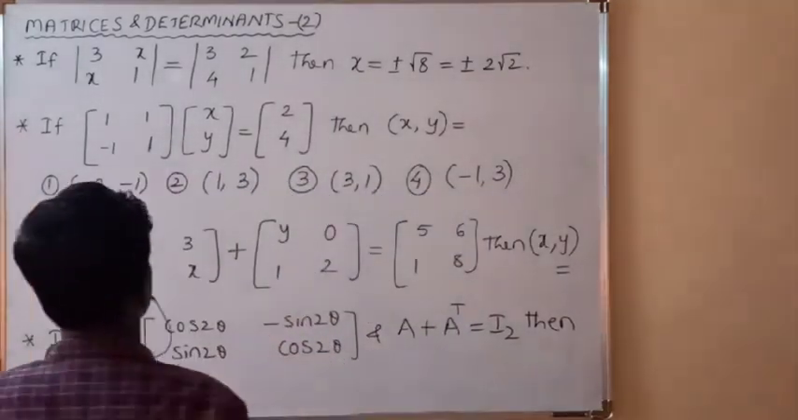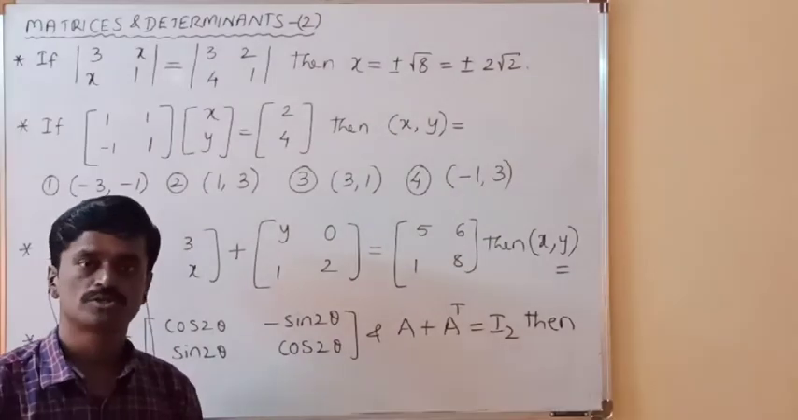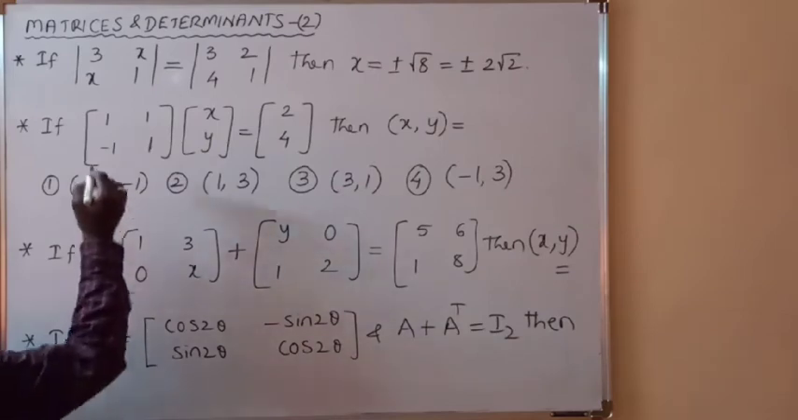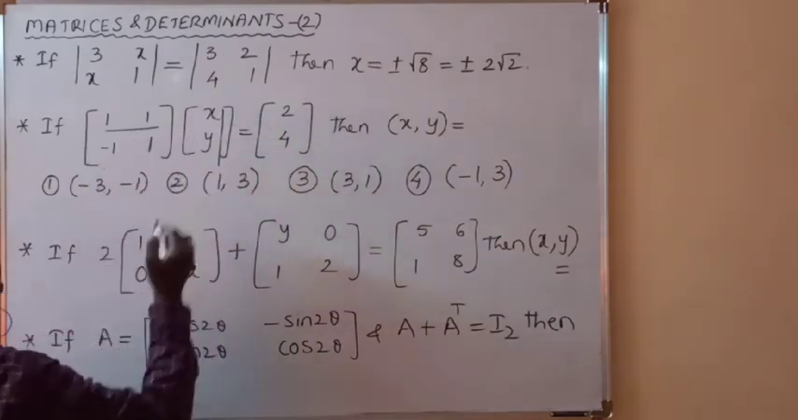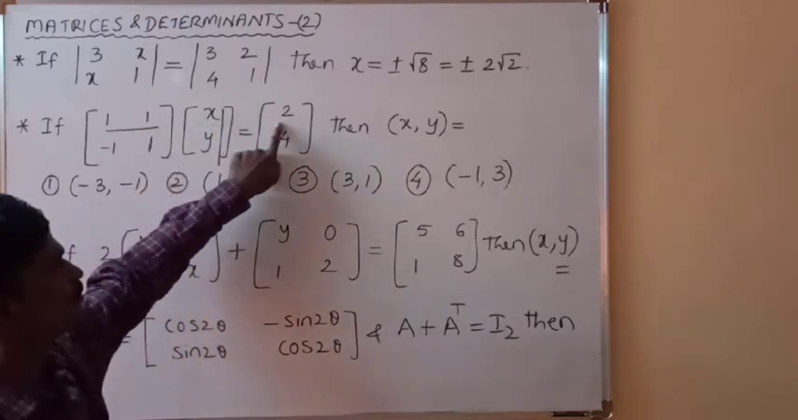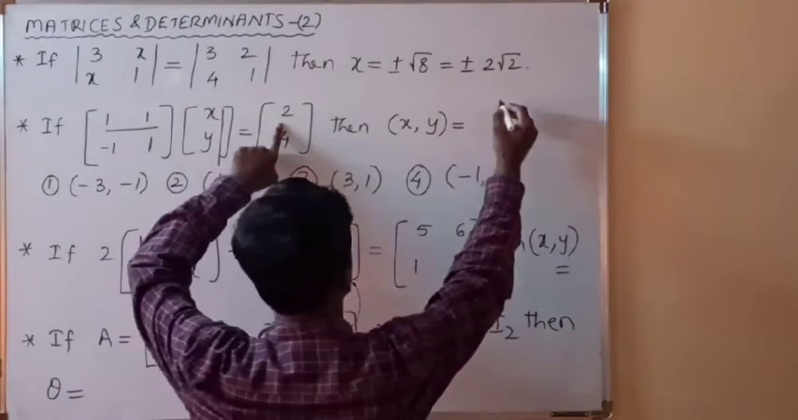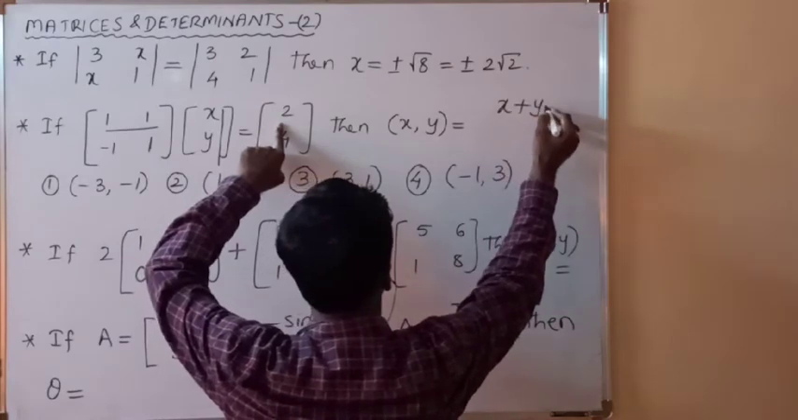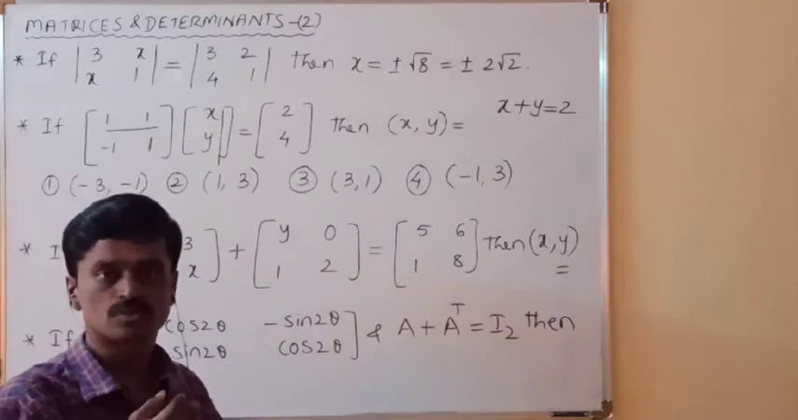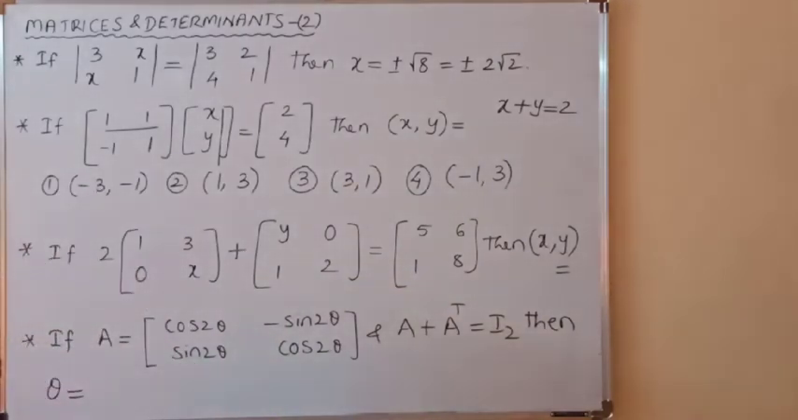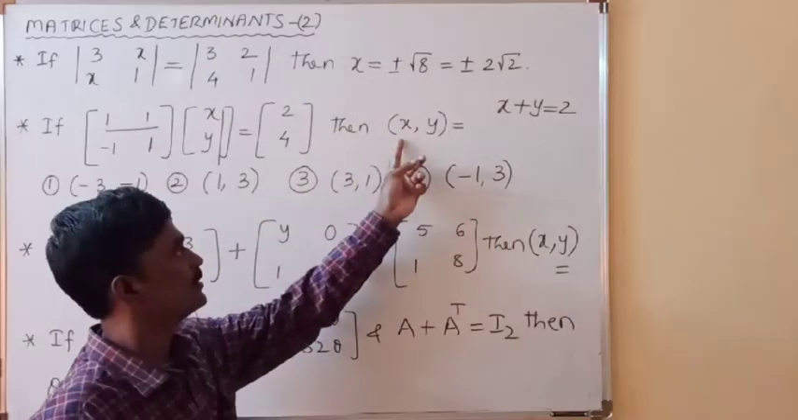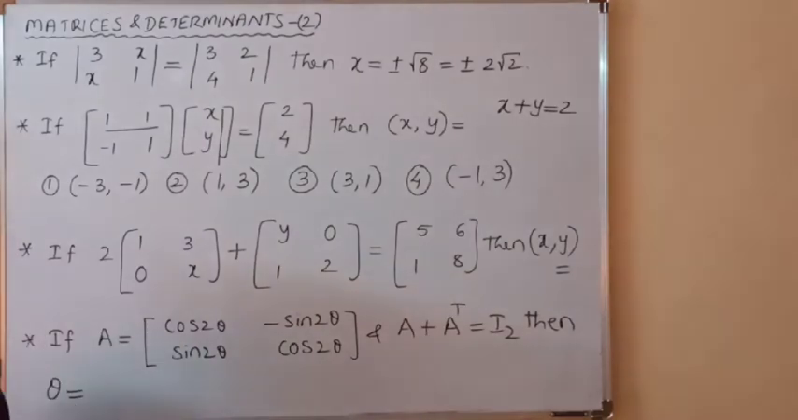It is a matrix equation. Second question is a matrix equation, and we have to find x and y values. If you multiply these two matrices, what you will get as the first equation? x plus y is equal to 2. Don't try to calculate the next equation, just verify the options. So x plus y is equal to 2. This is the x value, this is the y value, because they are asking to find x and y.